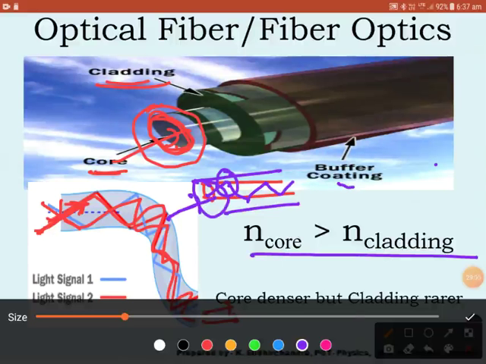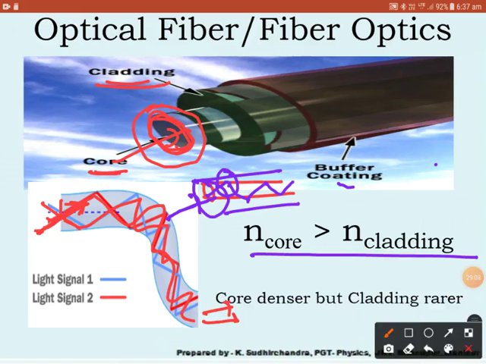Got it? So this can be used in communication. We call it optical fiber communication. It can be used for transmitting signals from one continent to another continent by using optical fiber, placed just underneath the ocean. We call it intercontinental optical fiber communication. It can be used like that.